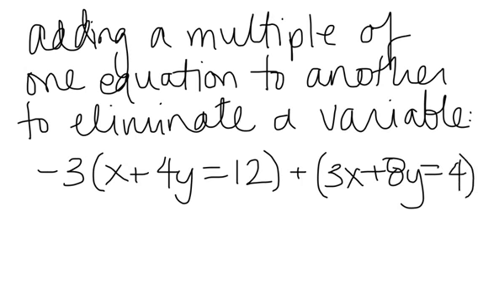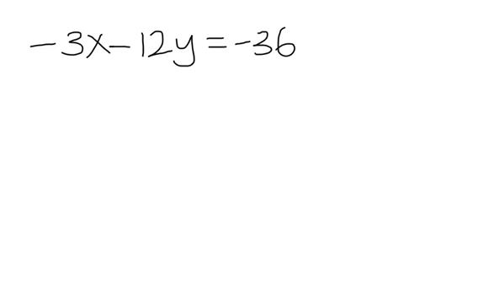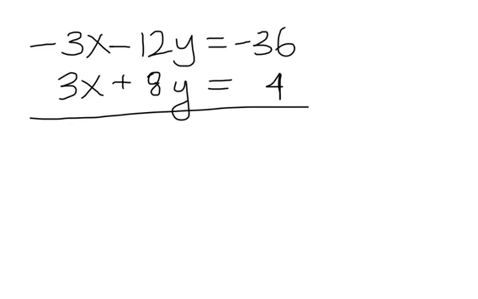This isn't really the traditional way that we write these things. Normally I will do it column by column. So I'll have negative 3x minus 12y equals negative 36. That's when I multiplied that first equation, x plus 4y equals 12, by negative 3. And I'll add that to 3x plus 8y equals 4. When I do this, the x's cancel, so that's the part where we eliminate x.